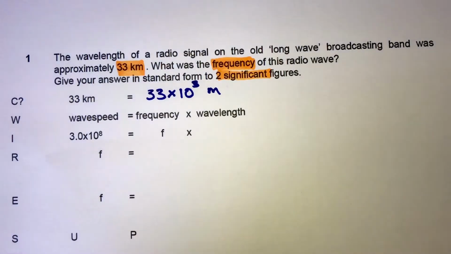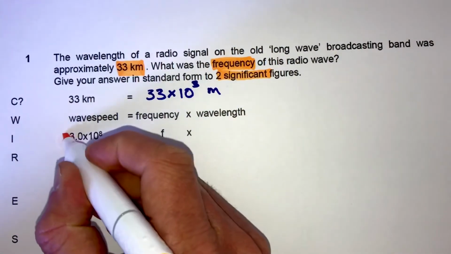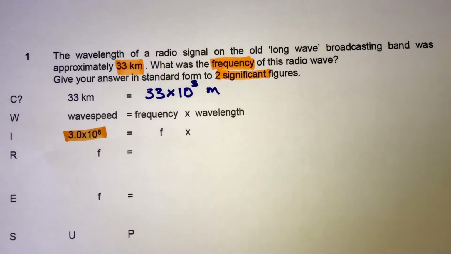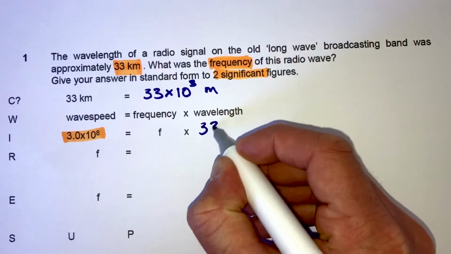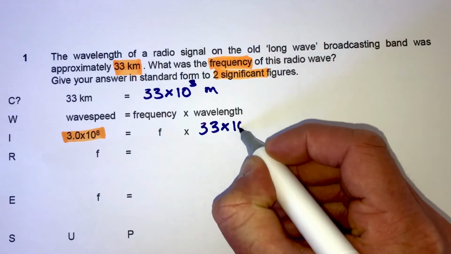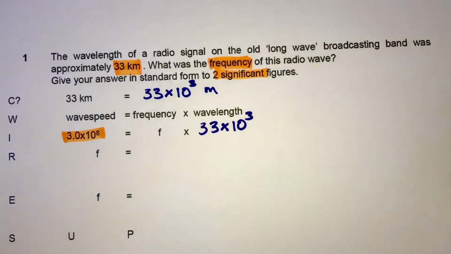Now my wave speed will always be 3 times 10 to the 8 meters per second for these questions, because all forms of electromagnetic radiation, all forms of electromagnetic waves travel at that speed in air or in a vacuum. So we're always going to expect that to be the number we're plugging in when we're looking at radio waves, light waves, any kind of electromagnetic wave. We worked out in the line above that my wavelength is going to be 33 times 10 to the 3. So I plug that in.